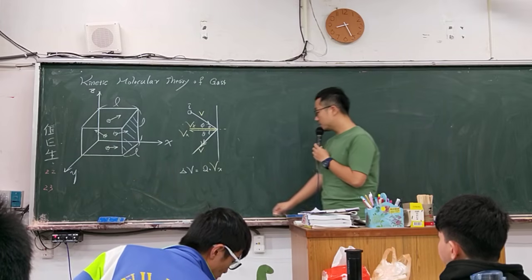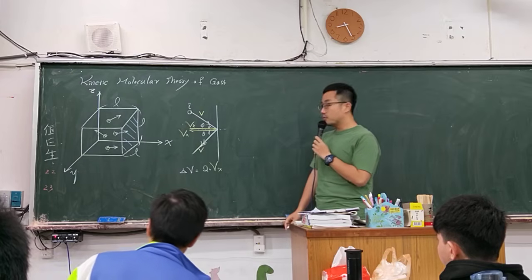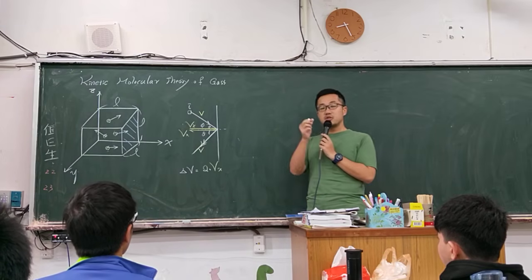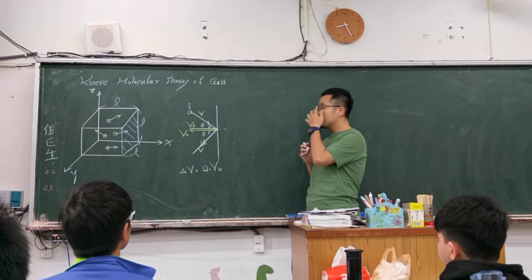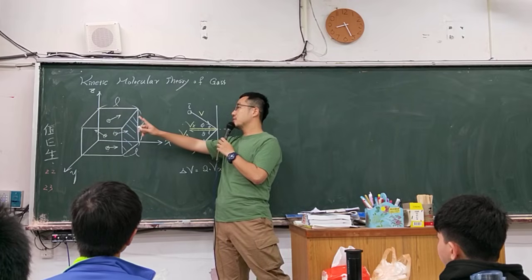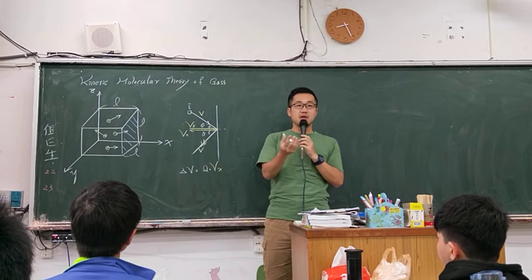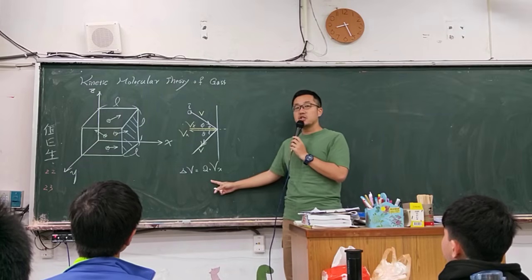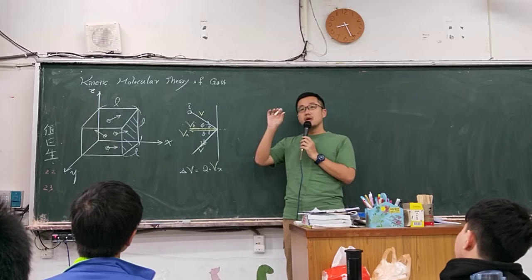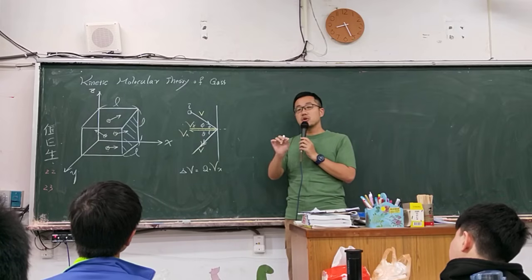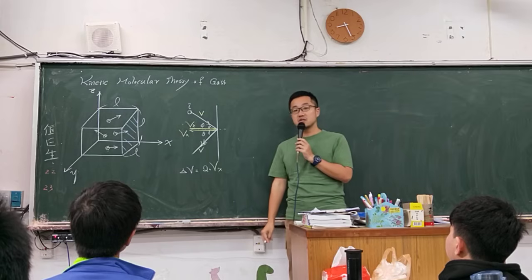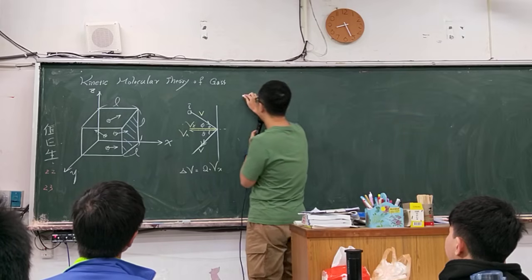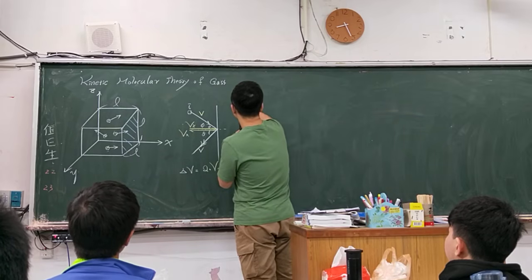So now I want to keep going. I want to derive the change in momentum. Why? Because I want to talk about the pressure. If I want to talk about the pressure, I need to have the force. If I want to have the force, I need to first derive the change in momentum, because the change in momentum per delta t is the force, right?